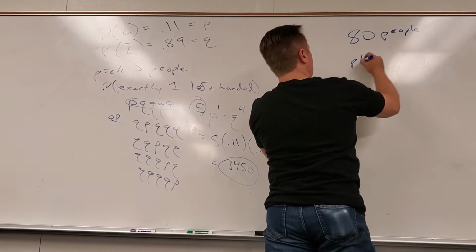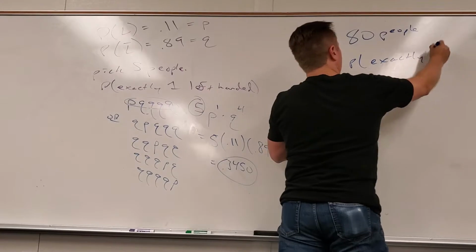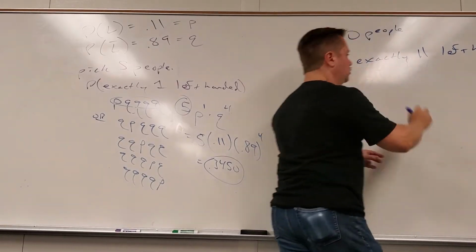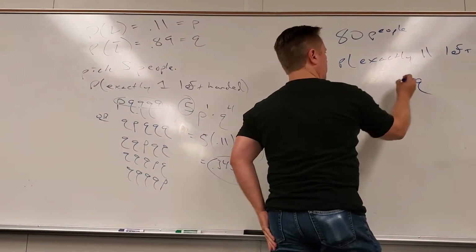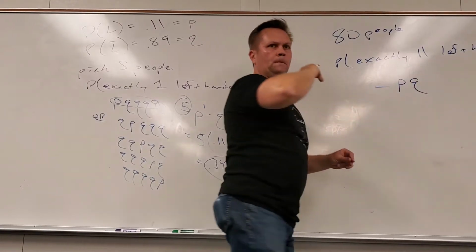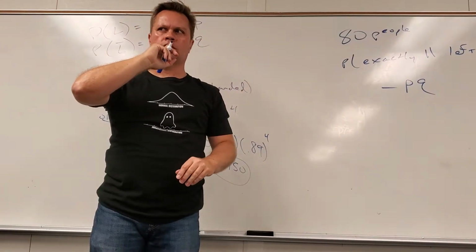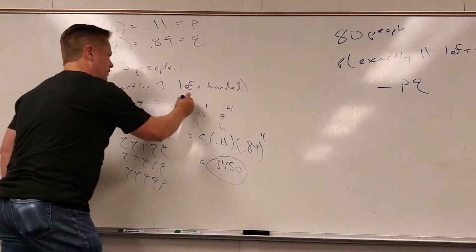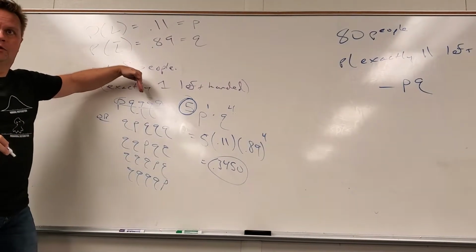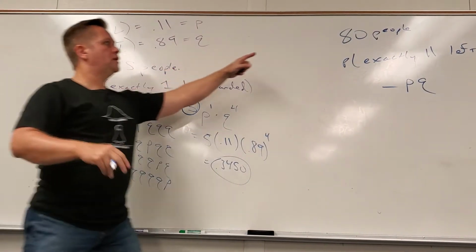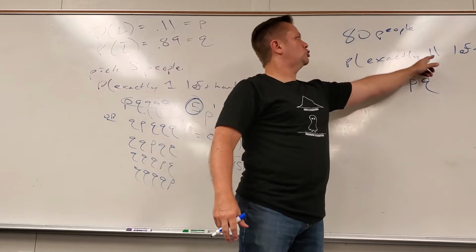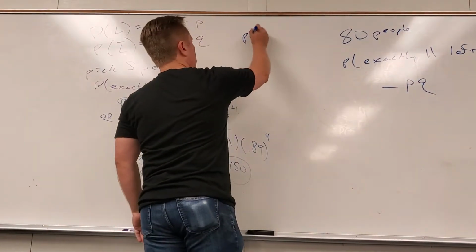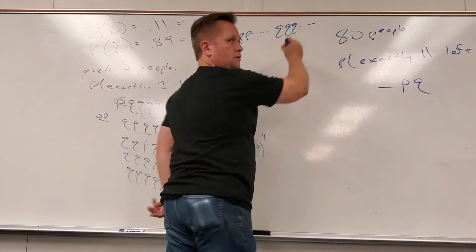I have 80 people, and I want the probability that I get exactly 11 left-handed. Can you just tell me what this piece right here would look like? P to the what? Q to the what? Don't worry about this number, because what would this number be? That number is always how long the list is. Can you begin to appreciate how stupid long the list would be? Because how many ways can you have 11? The first 11 are P's and the last 69 are Q's.